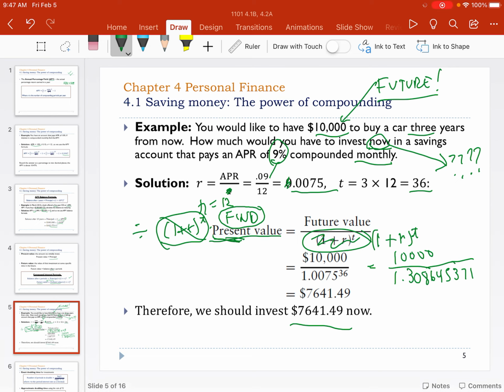Now, does that mean you have to have it to the nearest penny? Not exactly, but if you have in the neighborhood of $7,640, $7,650, you'd be pretty much okay. You can make up the spare change out of your change purse if anybody ever carries one of them.